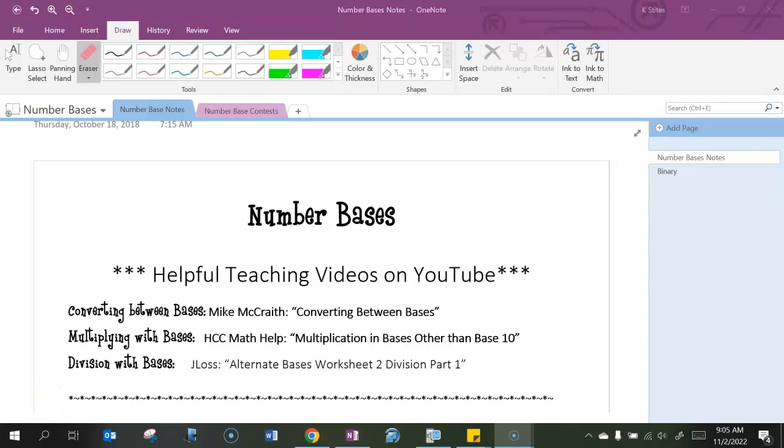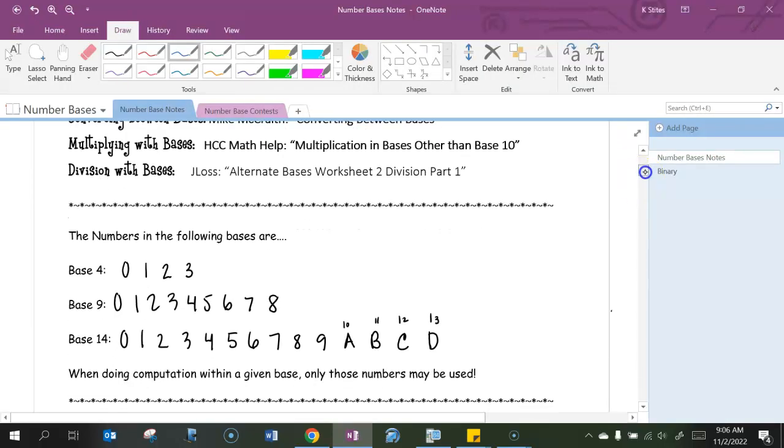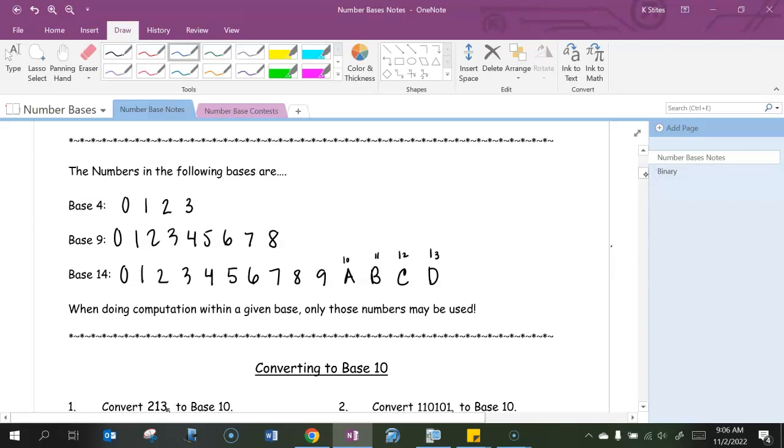Today we are going to be talking about number bases. I have developed a group of short videos to help you through some of this new content. First of all, you have some things that you can look up on YouTube that can be helpful. You can do that on your own time. The first thing we're going to talk about is which numbers we use in different bases.